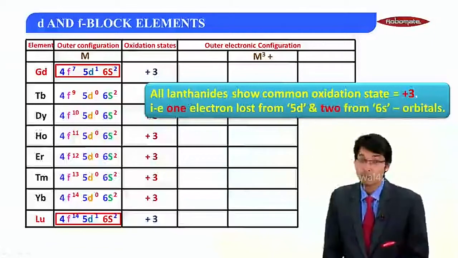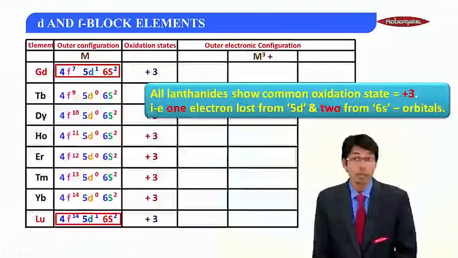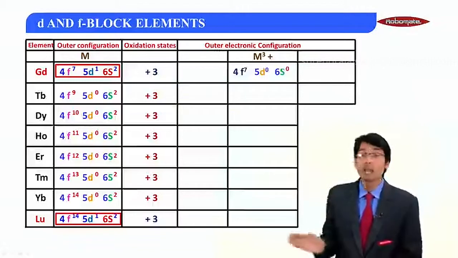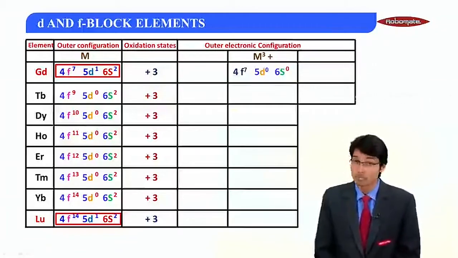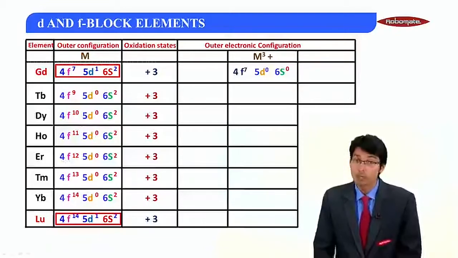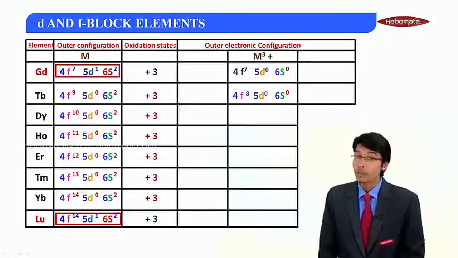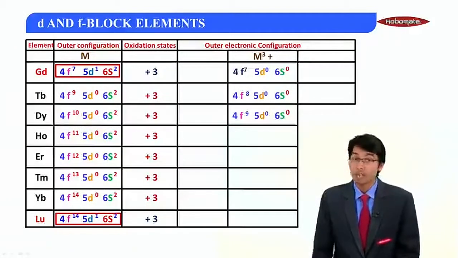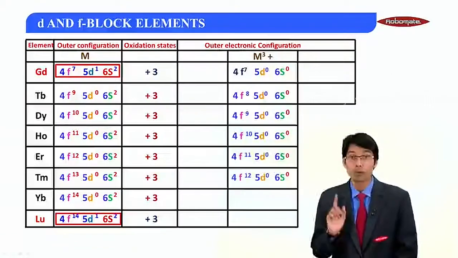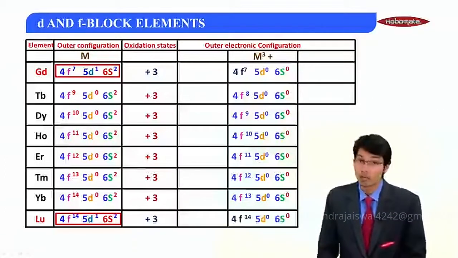So if I remove 2 electrons from the 6s orbital and 1 electron from the 5d orbital of gadolinium, it will become 4f7. Similarly, for the other elements, we have to remove 2 electrons from 6s, so 6s will become 0. Since 5d has 0 electrons, there will be a decrease of 1 electron in the 4f orbital. So terbium will become 4f8, dysprosium 4f9, holmium 4f10, erbium 4f11, thulium 4f12, and ytterbium 4f13, and lutetium will remain 4f14.